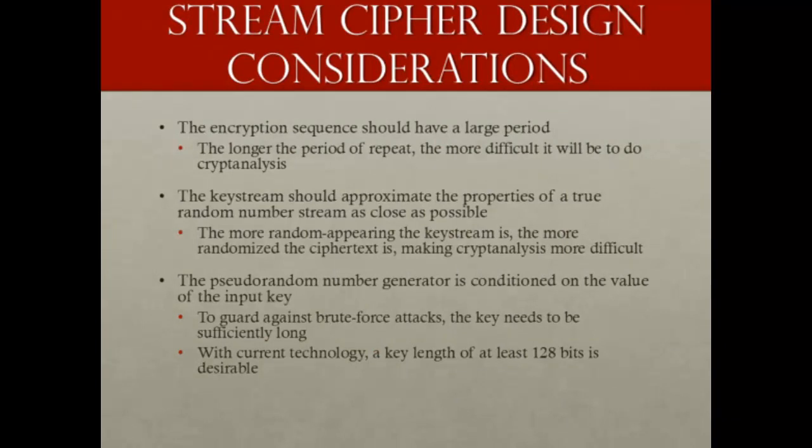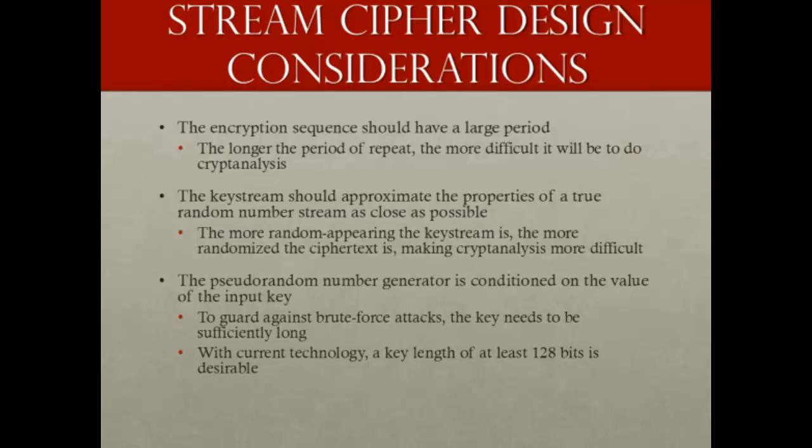Stream cipher design considerations. The Kumar 97 reference lists the following important design considerations for a stream cipher. 1. The encryption sequence should have a large period. A pseudo-random number generator uses a function that produces a deterministic stream of bits that eventually repeats. The longer the period of repeat, the more difficult it will be to do the cryptanalysis.